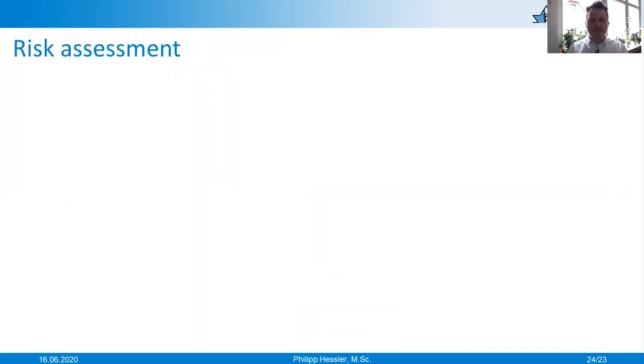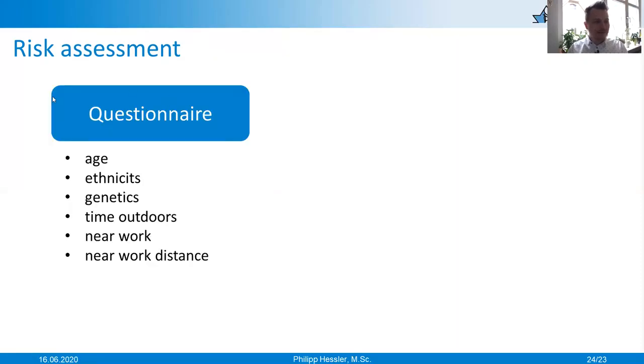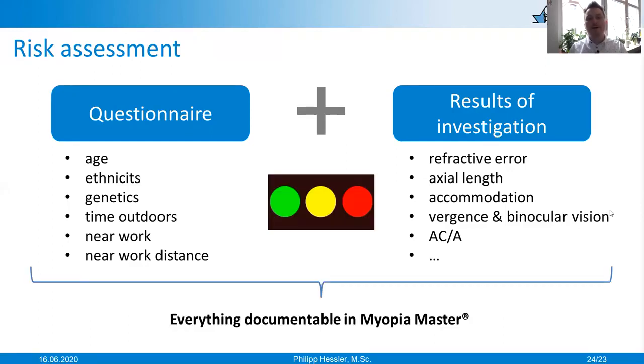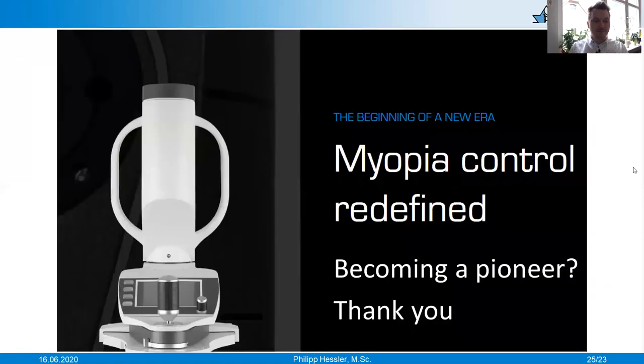Here in the Myopia Master, we can do a very nice risk assessment, and we have the subjective values as questionnaire values: age, ethnicity, genetics, time outdoors, near work or near work distance, in combination with objective values, for example refractive error, axial length, accommodation, vergence and binocular vision, ACA, and so on. And thus, the Myopia Master is a fully comprehensive documentation platform where all relevant things concerning myopia can be documented and monitored in one software. And for me, this is a really, really professional way of risk assessment.